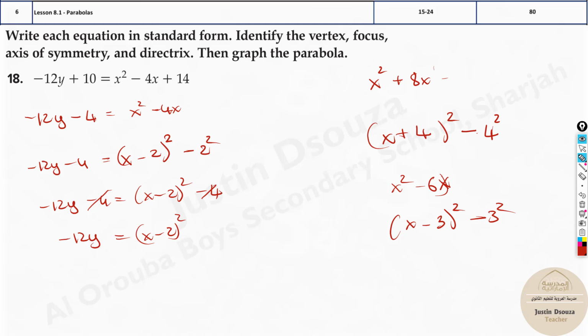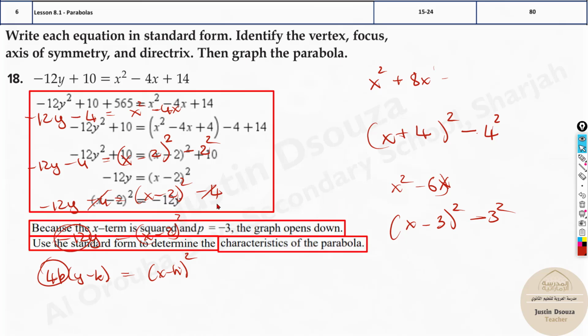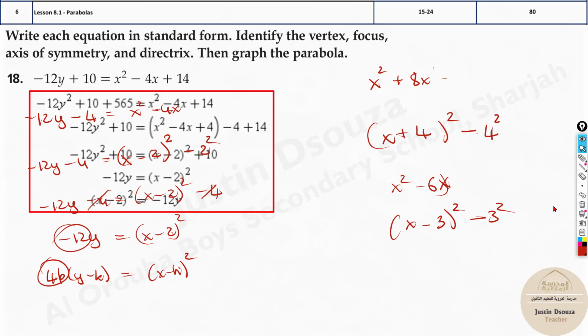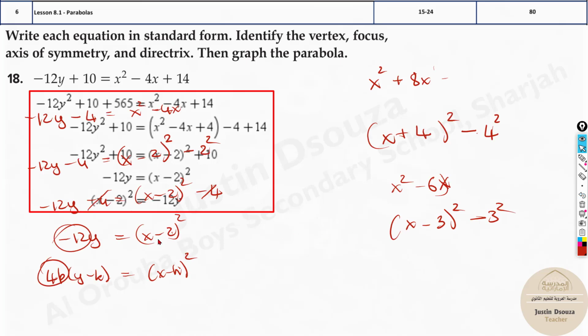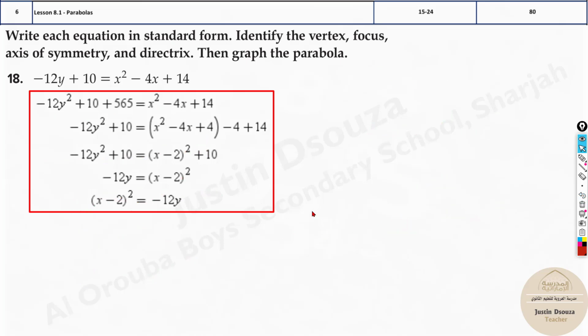Now which equation does this belong to? This belongs to y is equal to x squared. So what you need to do is 4p into y minus k is equal to, over here it will be x minus h the whole square. So this is the formula. And now we have done it, right? This is minus 12, 4. Over here k is 0. What is the h value? h is positive 2. And then you can write all the vertex form and other forms. See here, it should be minus 12y. And over here, minus 2, it's the same thing. So this is how we do it.